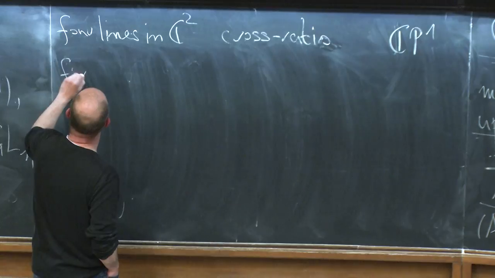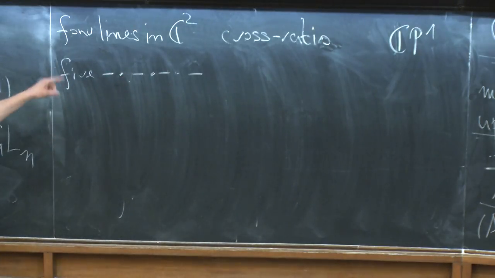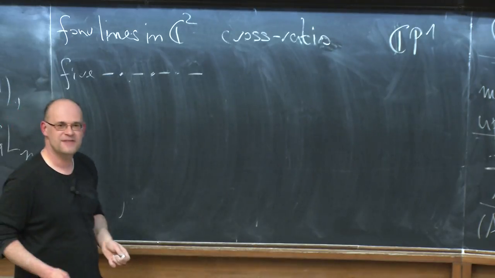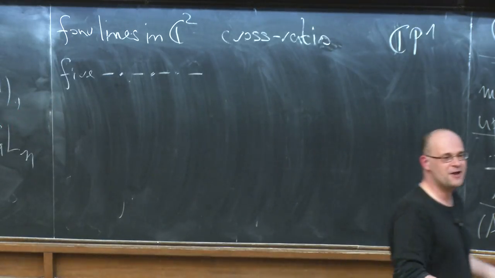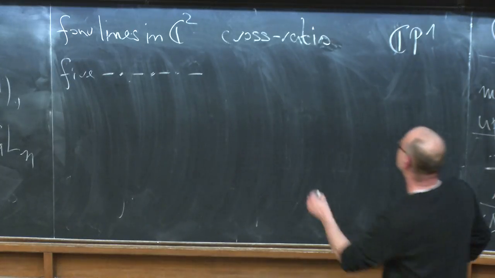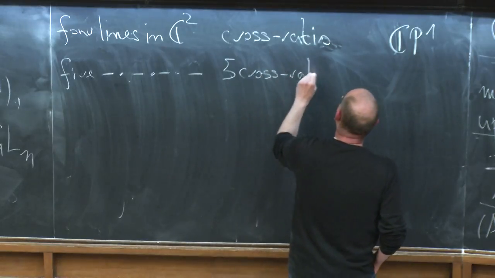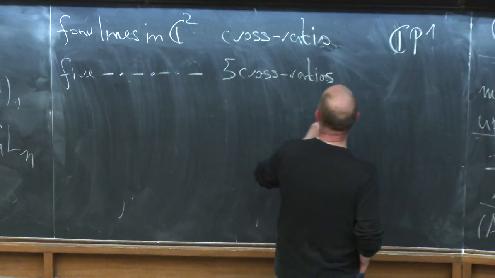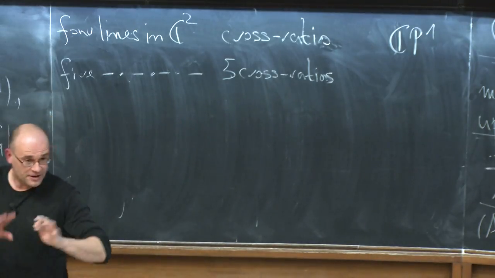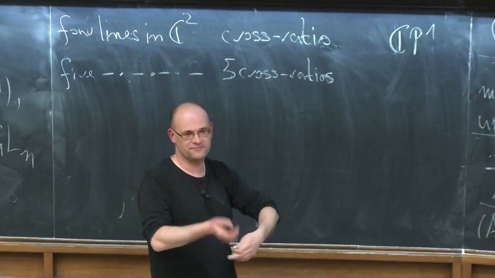What about 5? If you have 5 lines in C2, then you can do the following game. Omit one of the lines and take the cross ratio of the remaining 4. Then you get, all in all, 5 different cross ratios between any 4 of the 5 lines. So you get 5 cross ratios. But now these 5 invariants are not at all independent. There are many relations between the different 5 cross ratios.